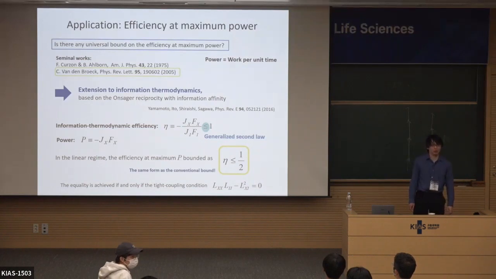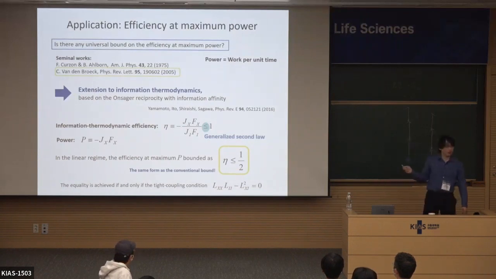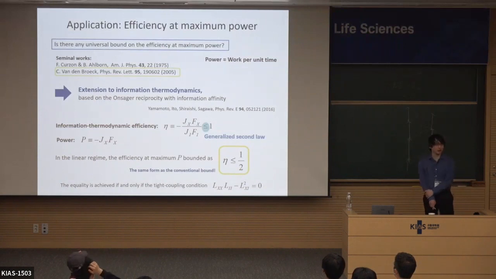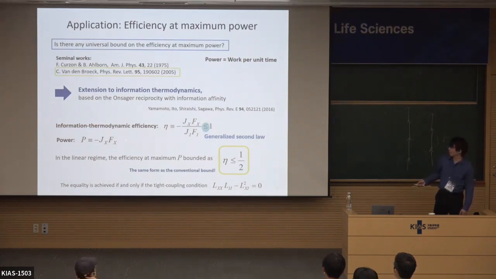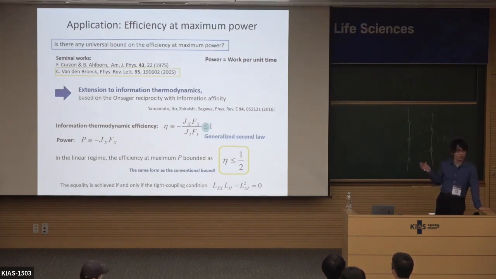So, in this one, are you considering steady state or is this transient? In this case, it's a nonequilibrium steady state. In that case, how can we define work? Work is given by this. This is the power, actually. J is, for example, we can imagine that F is the electric field and J is the electric current. Then the electric field multiplied by the electric current is just the power in that situation.